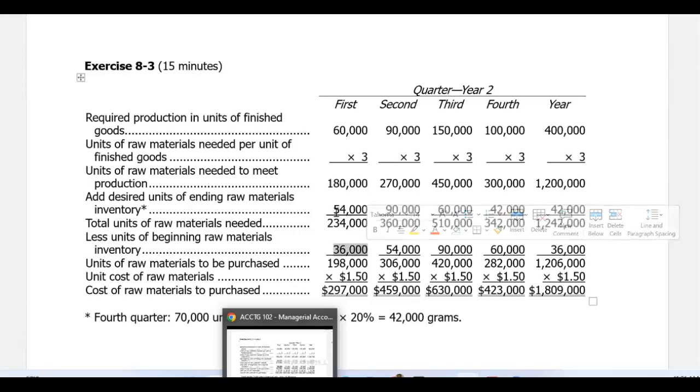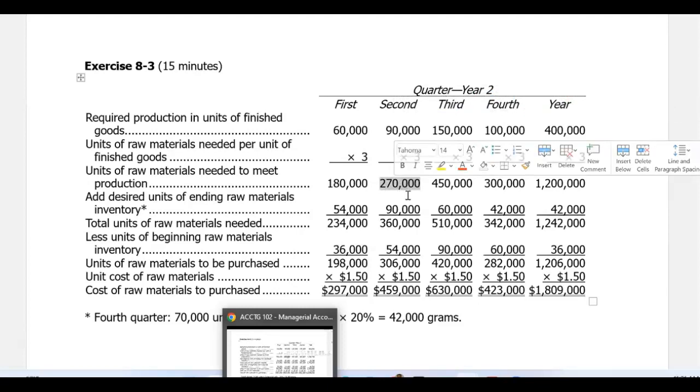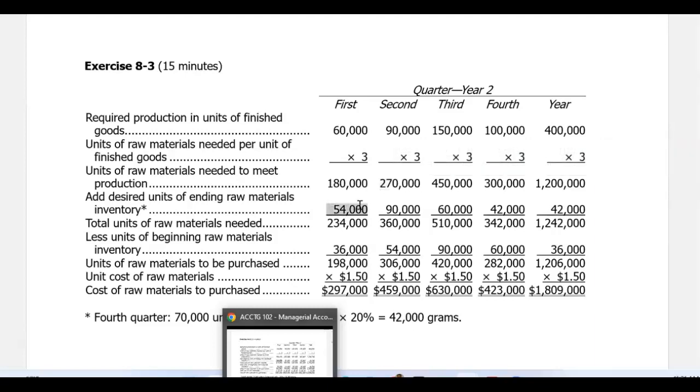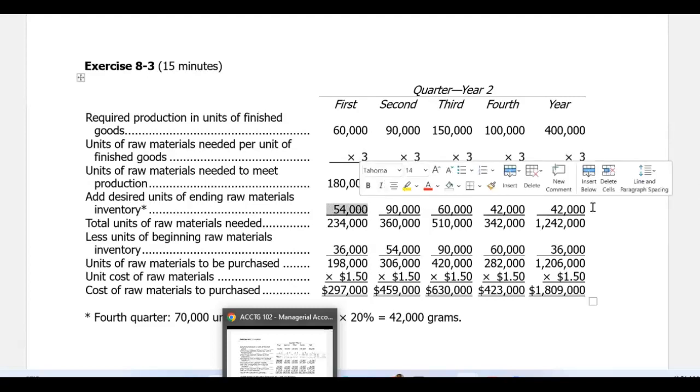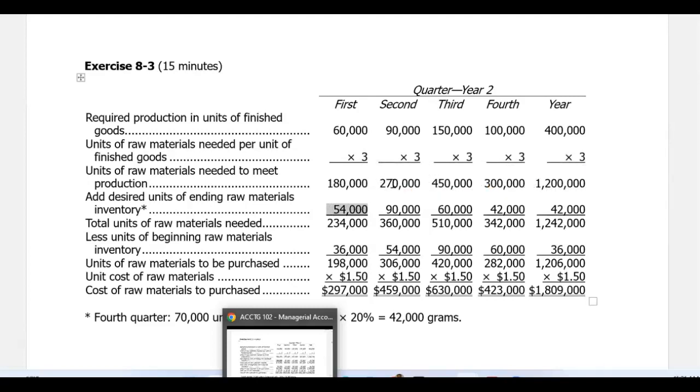Agree? And for the second quarter, we are producing 90,000 units times 3 grams. We need 270,000, right? Let's calculate that. 270,000 times 20% reserve, that's 54,000, which is right there. So 270 times 20%. So we not only need 180, but we need 20% reserve of the next quarter, which is 54,000 grams.